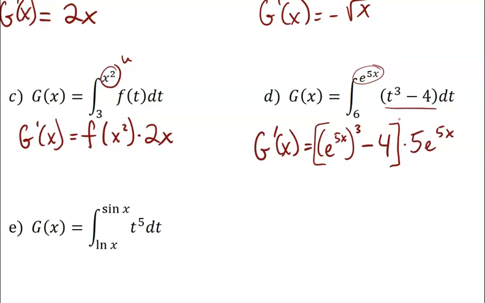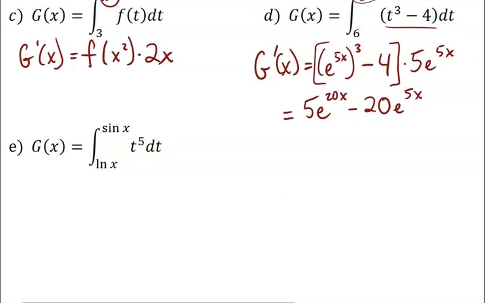Okay, in this case, I can go ahead and simplify this. So this is e to the, if I'm multiplying, 5x times 3 is 15x. Okay, that's not 5x cubed. I multiply exponents together, so that's 15x. And then I need to multiply that by another 5e to the 5x. So I get 5e to the 20x minus 20e to the 5x.